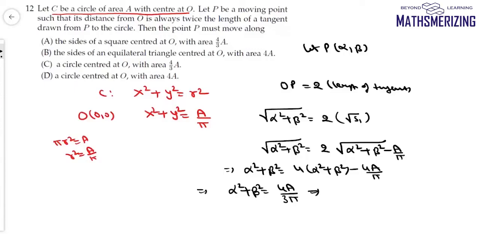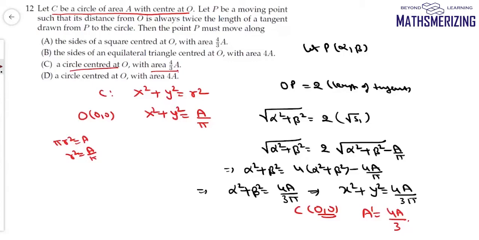This point P will lie on this circle, which is x square plus y square equals 4A upon 3 pi. Now the center of this circle is at origin again, and its radius will be under root of 4A upon 3 pi. So the area of this circle simply will be 4A by 3. So the answer to this question is, it represents a circle centered at O with area 4 by 3 A. That's your option number C.